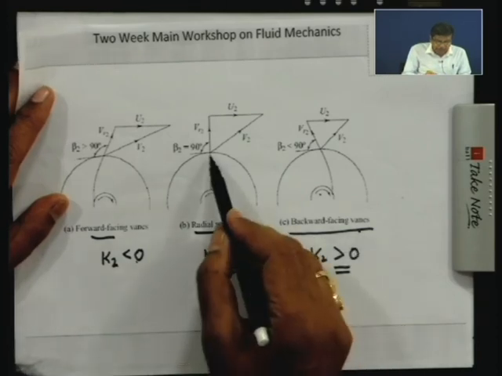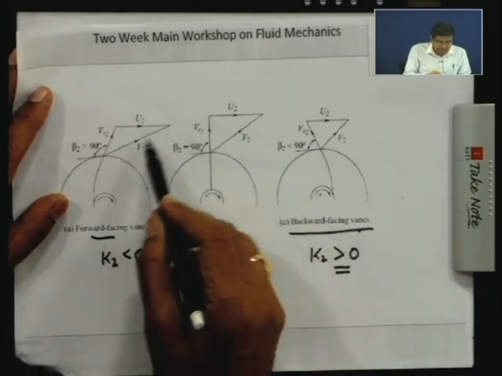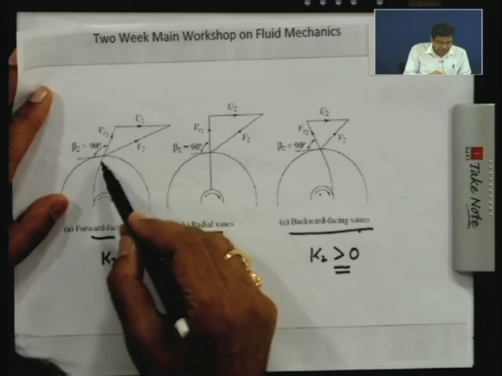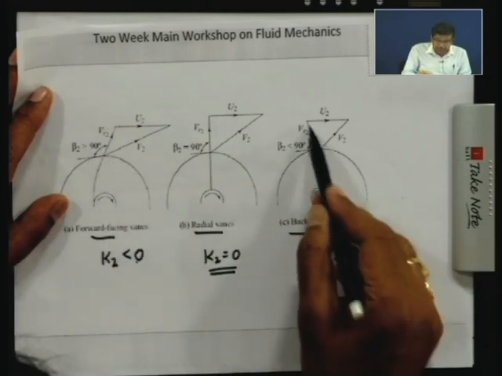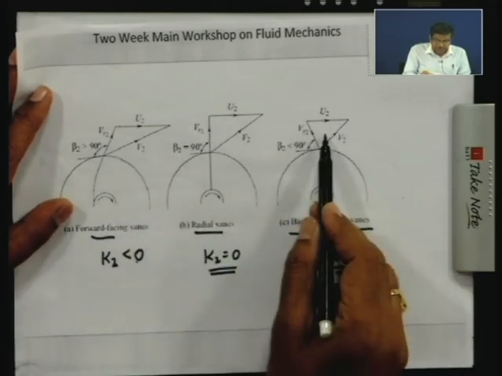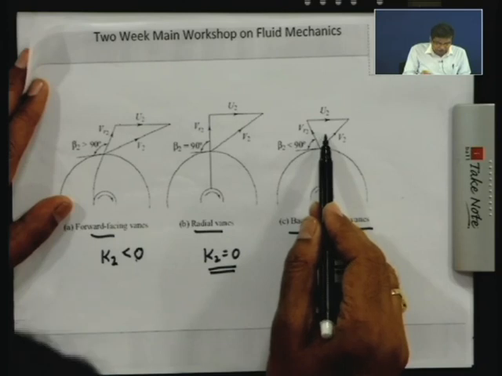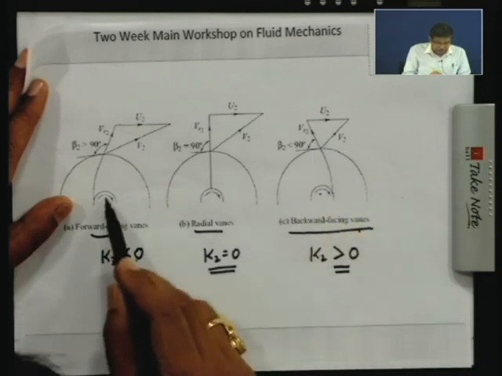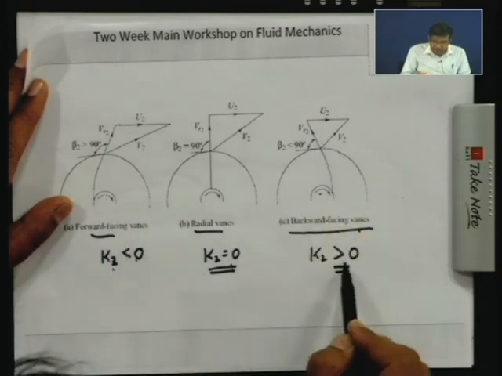This is the radial vane, VR2 is radial. These are the velocities, this is the VR2 in this case, that is matching with this angle. This is the VR2 which we have already dealt with. So you understand these three velocity triangles very well. Okay. Then K2 is less than 0 in this case, K2 is 0 in this, K2 is greater than 0.